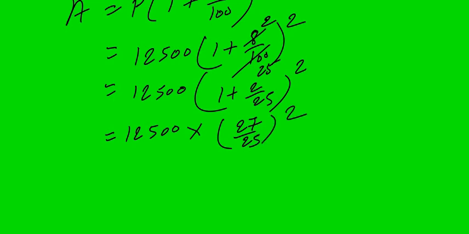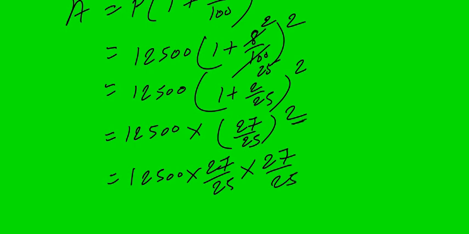When you take the LCM, you will get 25 plus 2 upon 25, which is 27 by 25. So here you will write 12,500 into 27 upon 25, again 27 upon 25, because power is 2, so we have to write it in multiplication form 2 times. Now it will be cancelled with 25. So 12,500 will be cancelled with 25 in 500 times, and 500 will be cancelled with 25 in 20 times. So finally what is left? 20 into 27 into 27.